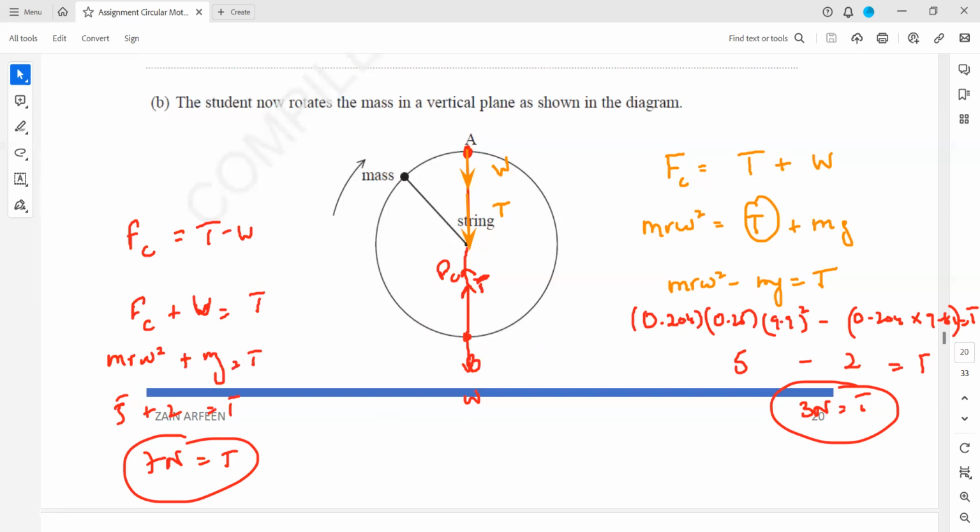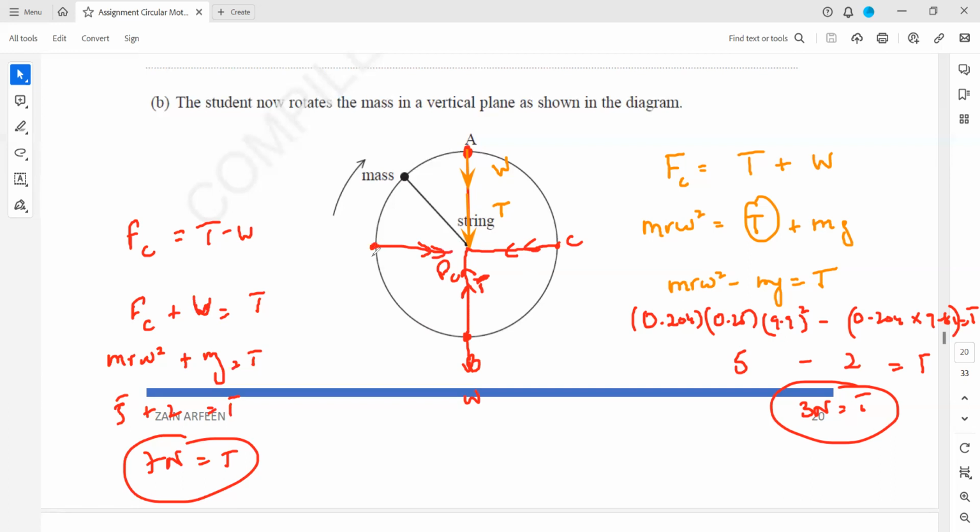And 3 Newton is, so when the object moves in a circular path in a vertical circle, the tension does not remain the same. Tension varies. Like at this point, the tension is equal to the centripetal force. Like we can say this was point C and point D.